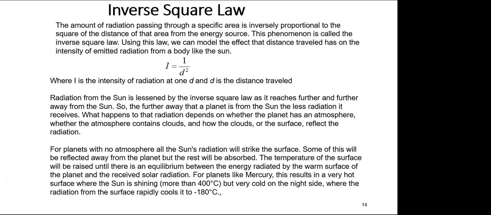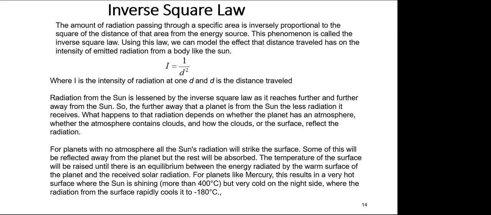Another important parameter is the inverse square law, where I is the intensity of radiation and D is the length. Now we know the sun has some intensity, and D is the distance from the sun. Then you can see here, if it's a high distance, then the intensity of radiation is low. The intensity of radiation is directly proportional to 1 upon D squared.